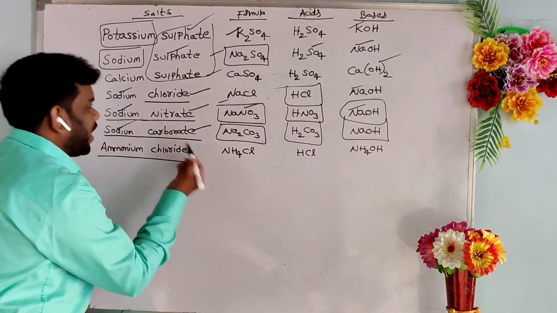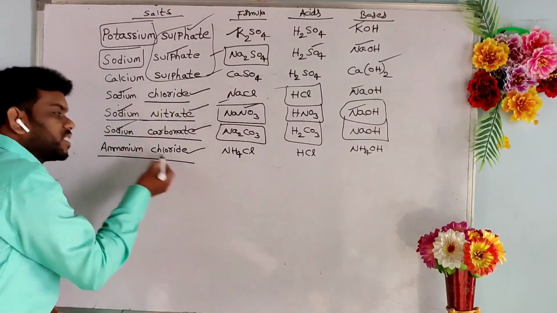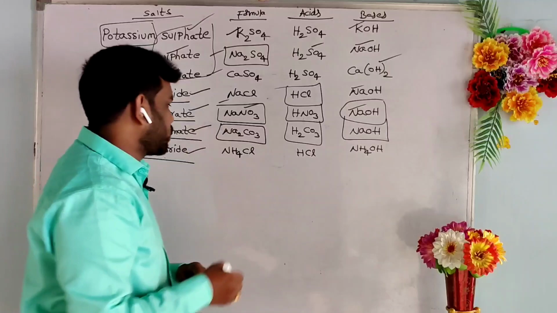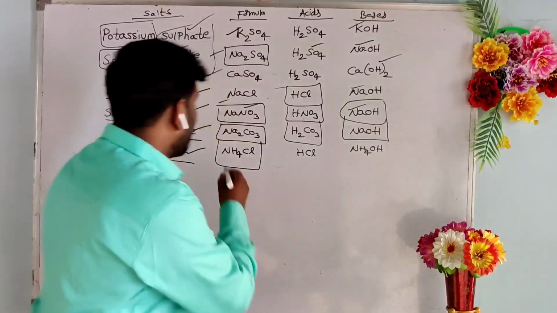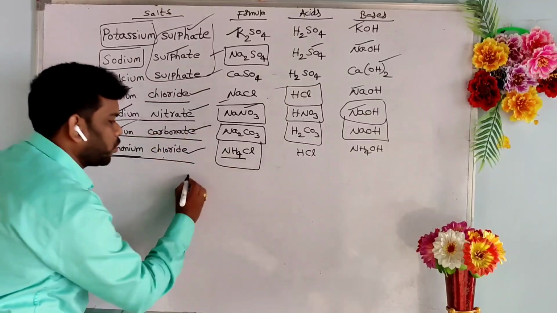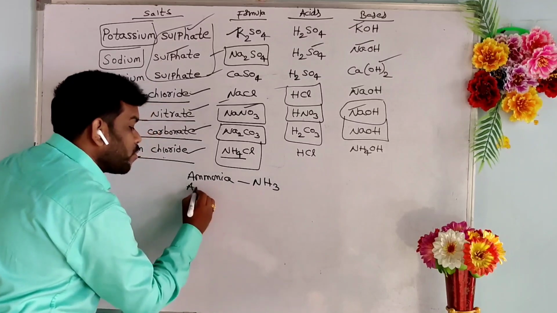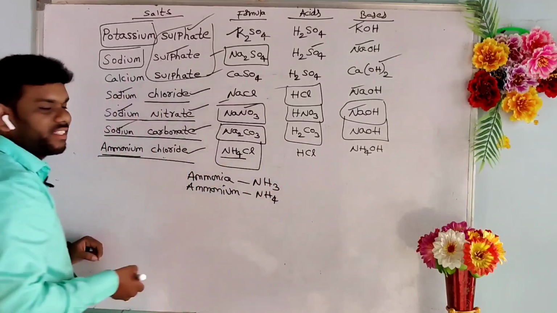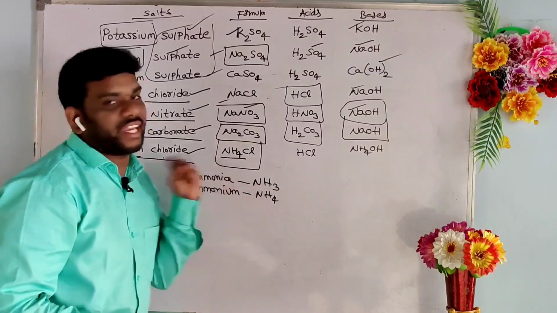Again, ammonium chloride. This is called the chloride family. This one is the chloride family, sodium chloride. This one also is the chloride family. So this is ammonium chloride, that is sodium chloride. Okay, students. What is the formula of ammonium chloride? NH4Cl. Ammonium is NH4. For example, ammonia is NH3, and ammonium is formed when one H is added to NH3. So ammonium is NH4, ammonia is NH3.